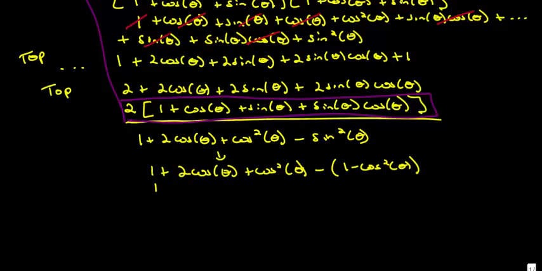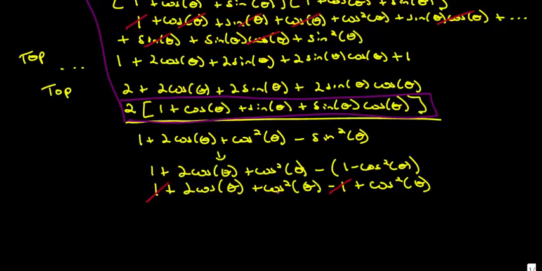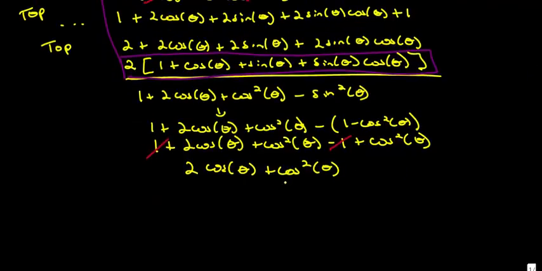So that's going to be 1 plus 2 cosine theta plus cosine squared theta minus 1 plus cosine squared theta. So the 1's cancel out. And I've got 2 of these guys. So things are starting to look better now because I'm starting to see a lot of 2's in here. So 2 cosine theta plus cosine squared theta. That's my denominator, and I can factor out a 2 cosine theta. I'm left with 1 plus cosine theta.